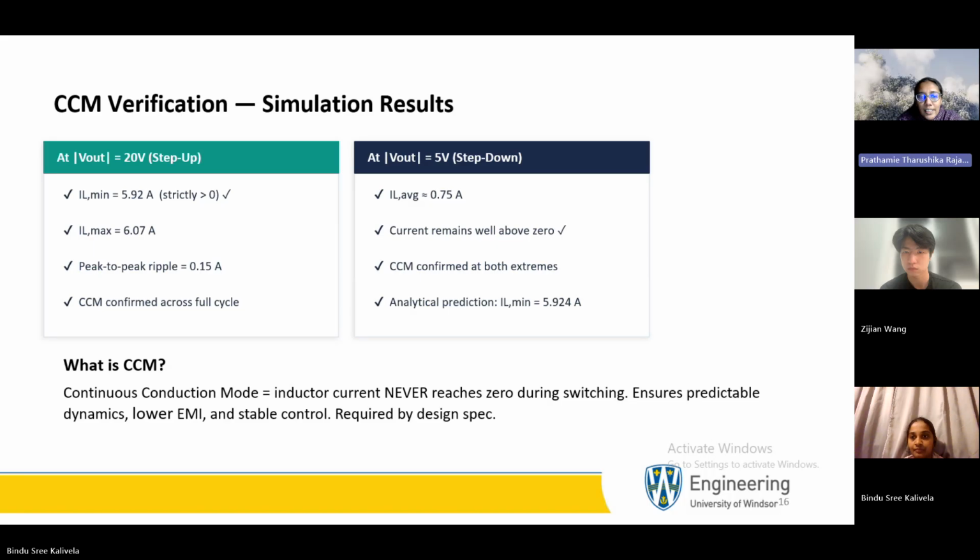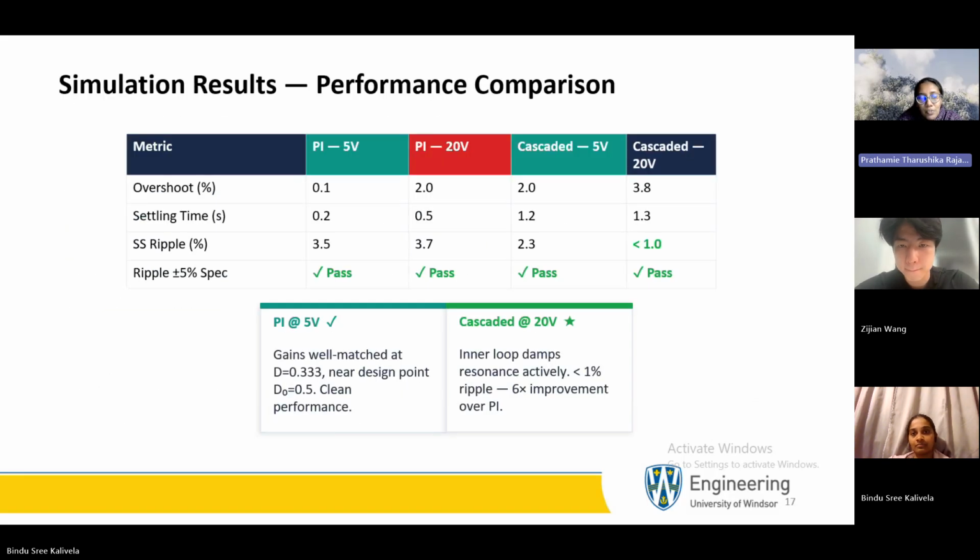We also verified that the converter operates in continuous conduction mode at both points. Continuous conduction mode means the inductor current never drops to zero during switching. This is required by our design specification. At 20 volts, the minimum inductor current was close to 6 amps, strictly above zero. Next slide, please. Full performance.